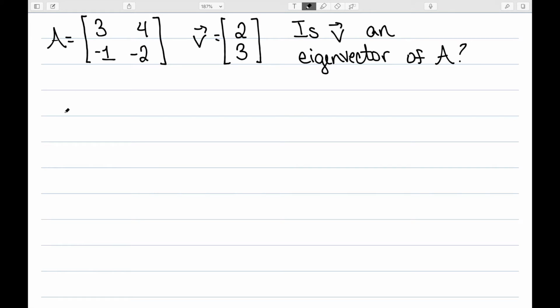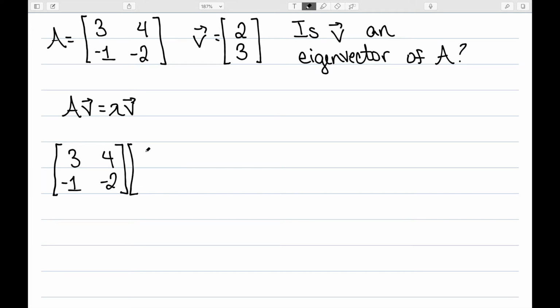I now want to know, is V an eigenvector of A, where V is 2, 3? So once again, I want to know, is A times V equal to a number times V? So we have our matrix A and our vector V. So let's multiply them and see what happens. Multiplying the first row gives me 6 plus 12, which is 18. And then the second row is -2 minus 6 is -8.